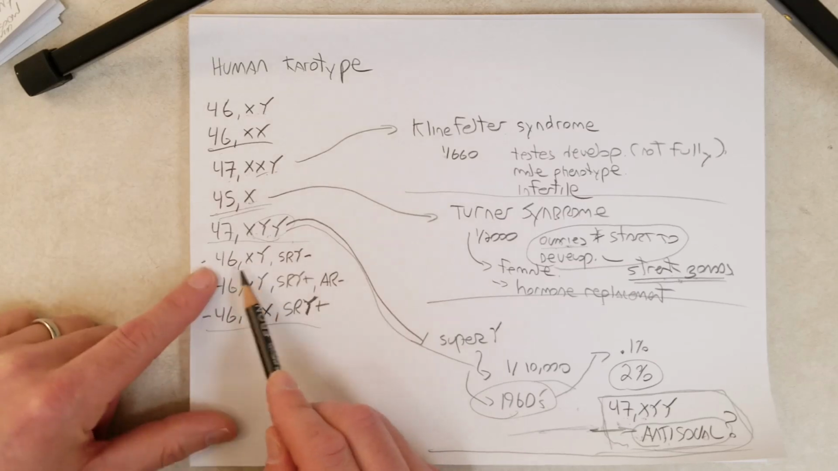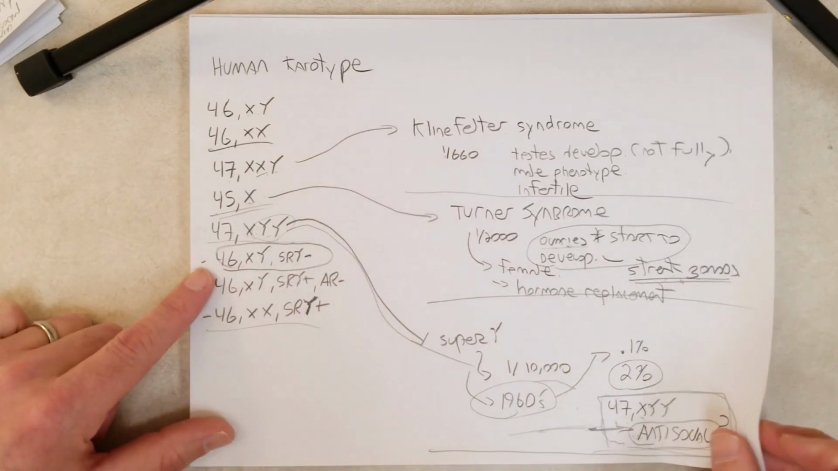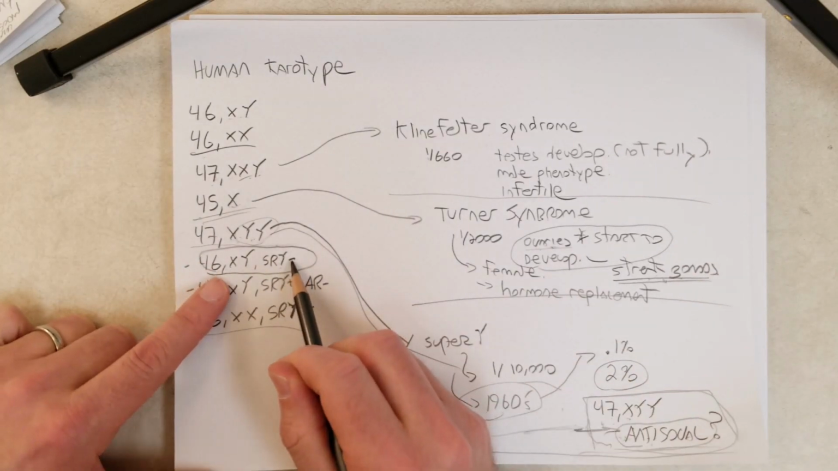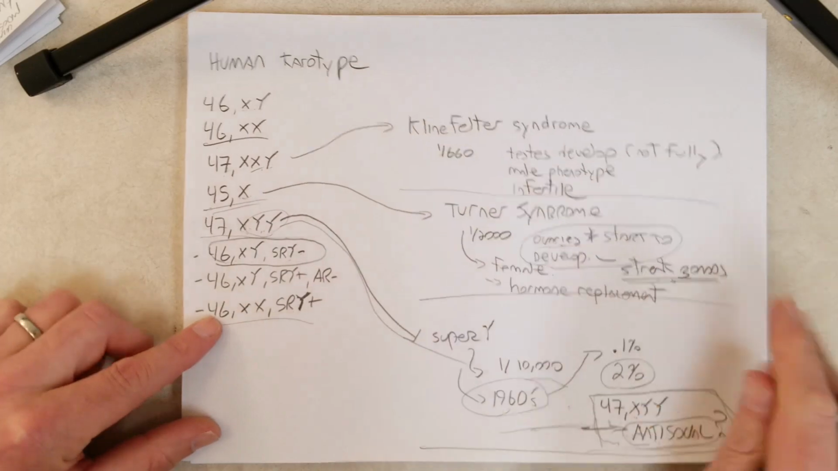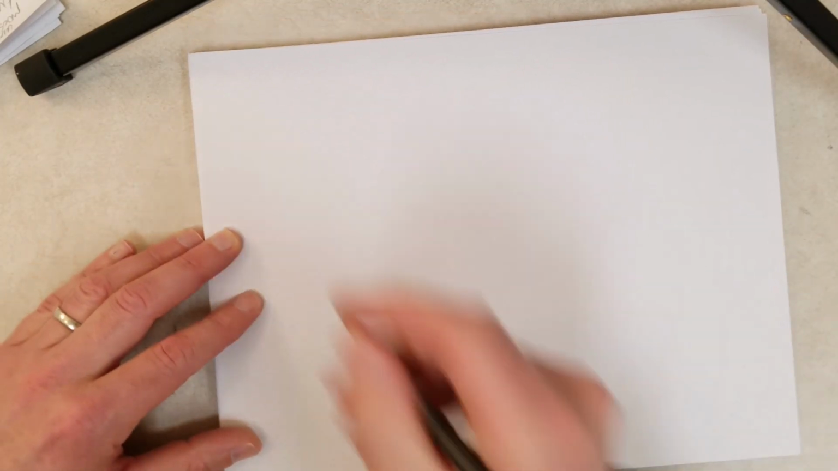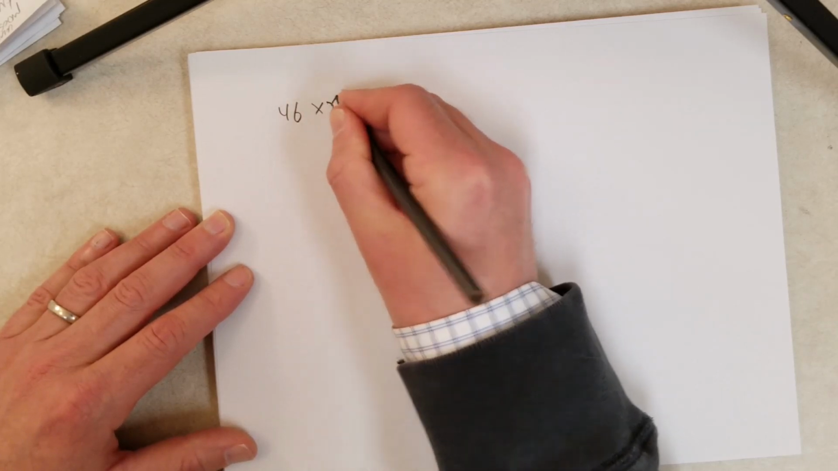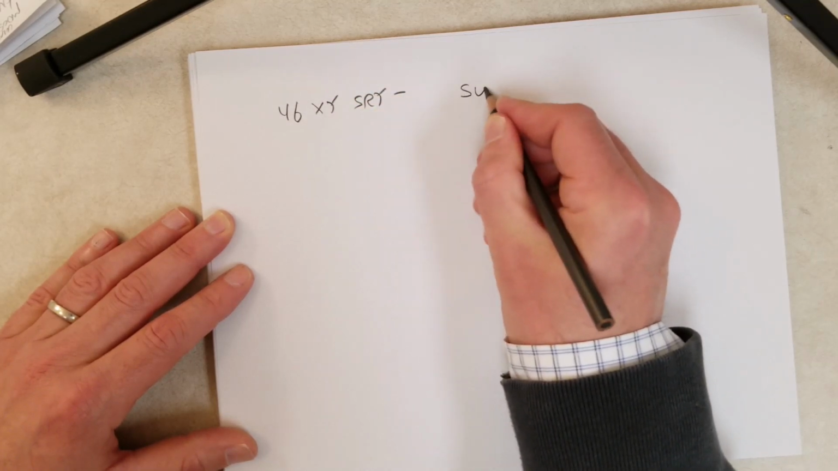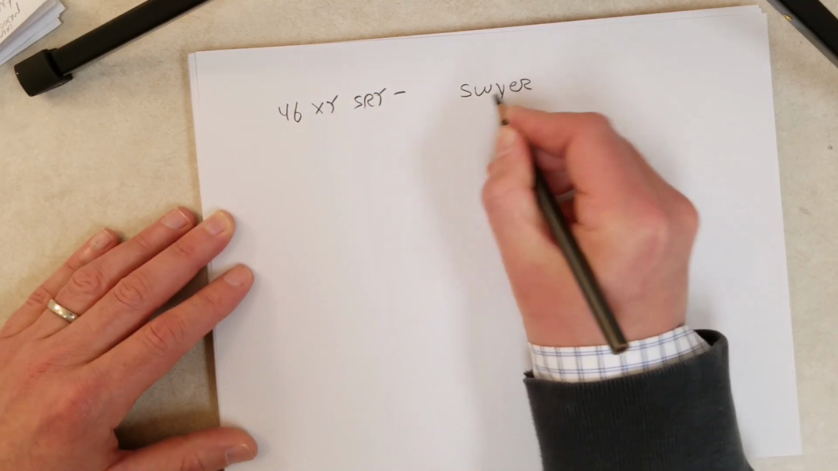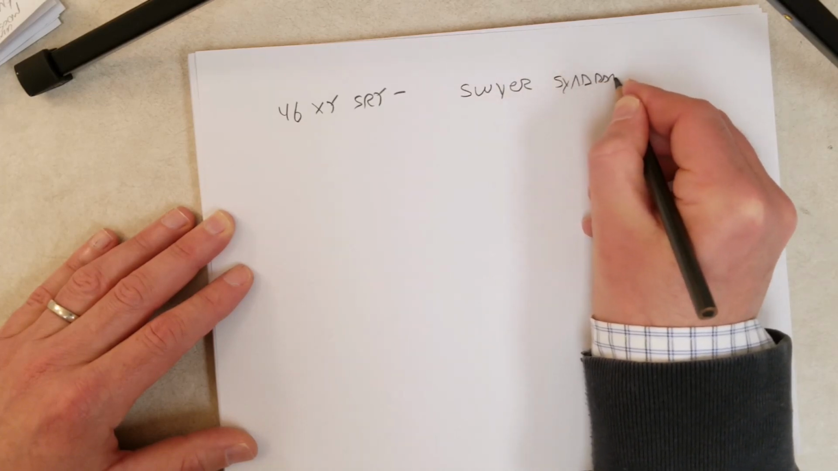Okay, so let's take a look at this one, 46XY SRY minus. Now, the SRY gene is mutated. So what do we think is going to happen? Testes are not going to develop. So let me put this right here, 46XY SRY minus. Individuals with this genotype have Swyer syndrome.